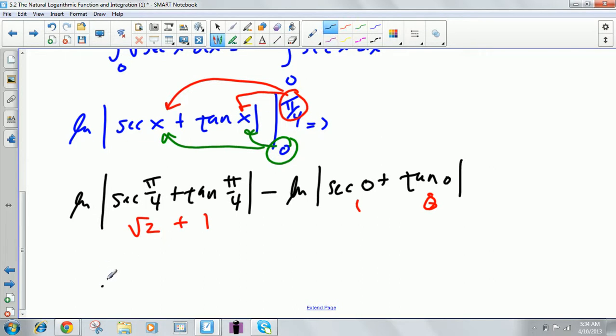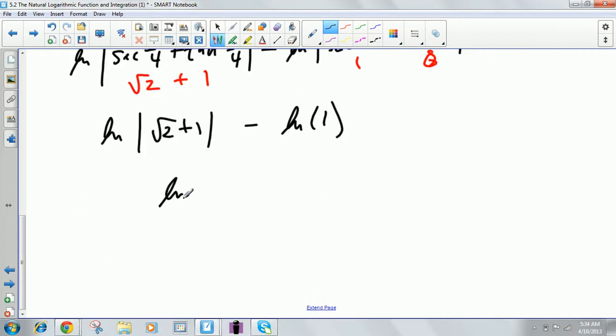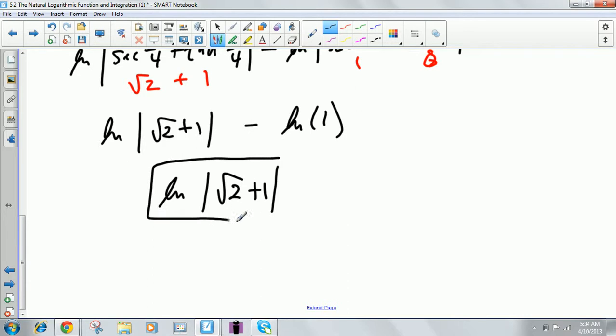And then when we rewrite this, you'd have the natural log of the absolute value of the square root of 2 plus 1, minus, in this case, the natural log of 1. We know the natural log of 1, we went over that, right? It's 0. So then your answer is just the natural log of the square root of 2 plus 1. And that would be your final answer. And there's no plus C because there were definite limits that we plugged in to find these values.